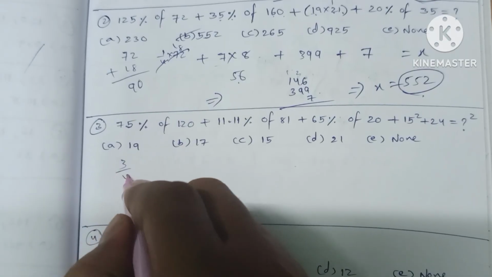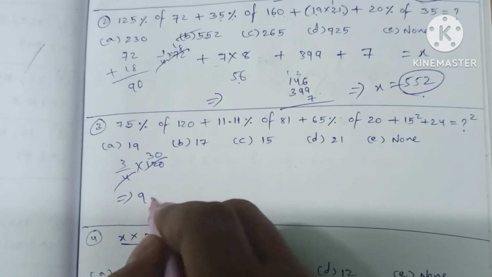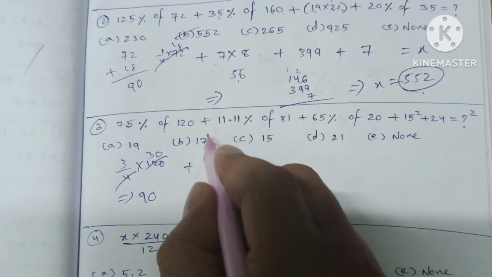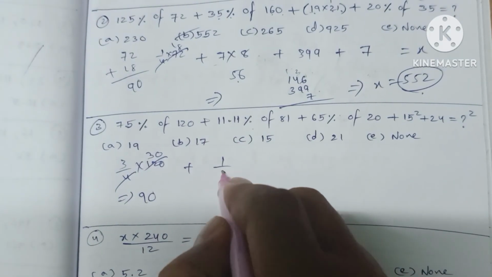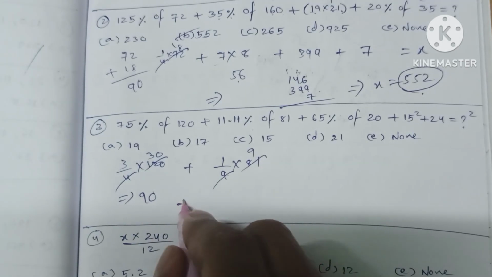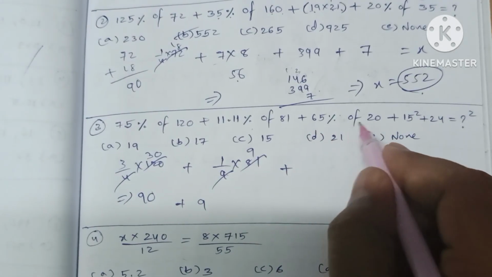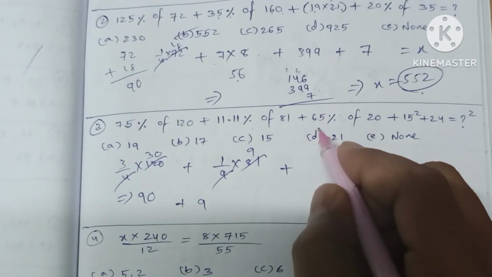75% means 3/4 of 120, so we get 90 for this one. 11.11% means 1 by 9 of 81, so we have 9. 65% of 20, nothing but 20% of 65, which will be 13.